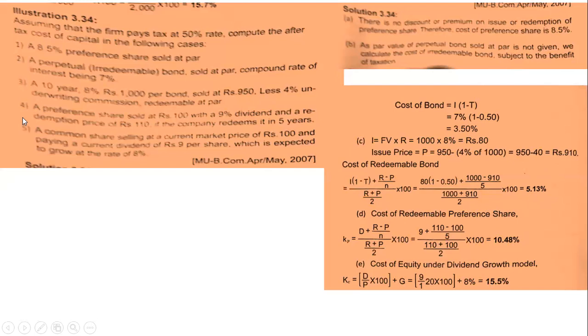The next, we will proceed towards the fourth point, that is preference shares. The point says that a preference share is sold at rupees 100 with a 9% dividend, and the redemption price of the preference share is rupees 110. The company redeems it in 5 years. Again we have to calculate the cost of redeemable preference shares. The formula is D plus (R minus P) divided by n, whole divided by (R plus P) divided by 2.